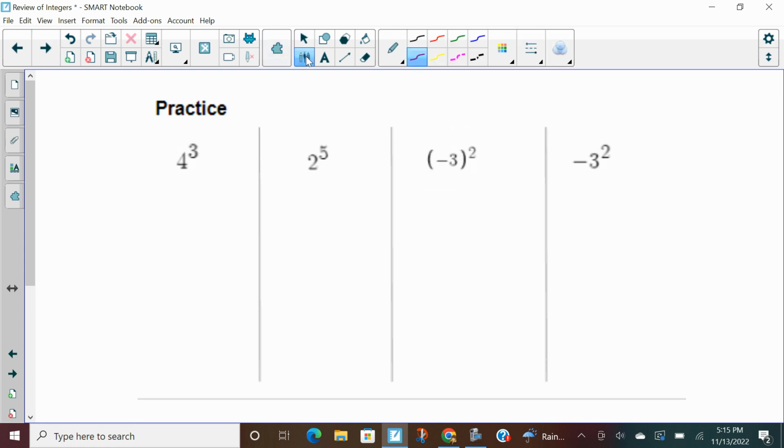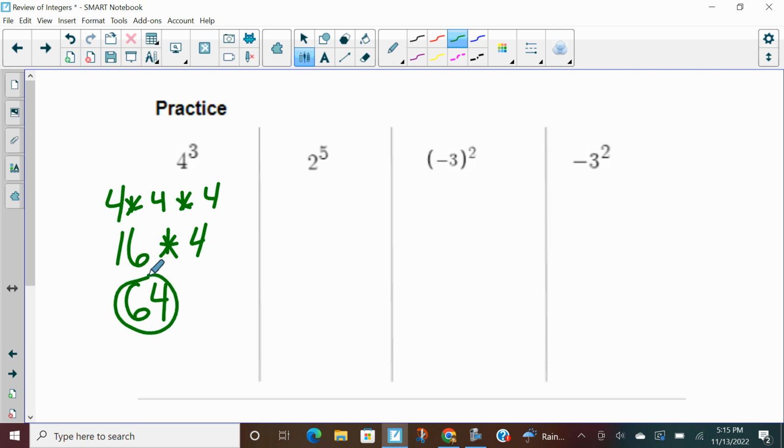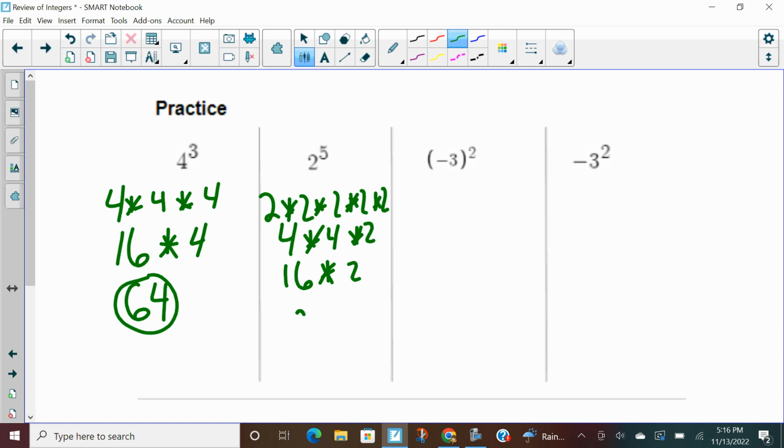So for 4 to the third power, I'm going to have 4 times 4 times 4, which is going to give me 16 times 4, which is going to be 64. This one is 2 times 2 times 2 times 2 times 2. So it's going to be 4 times 4 times 2, 16 times 2, or 32.